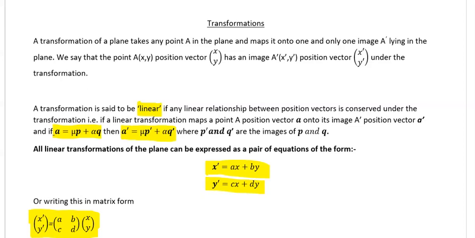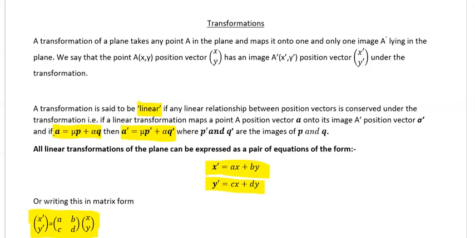A transformation is said to be linear if any linear relationship between the position vectors is conserved under the transformation. So for example here, you've got mu times position vector p plus alpha times position vector q gives you position vector A. That's the original object, I suppose. And then if you transform this such that p becomes p dash, q becomes q dash, then the relationship is still conserved. So A dash is equal to mu p dash plus alpha q dash.